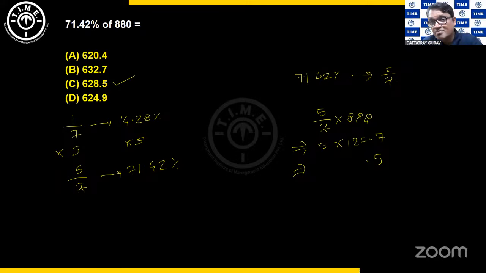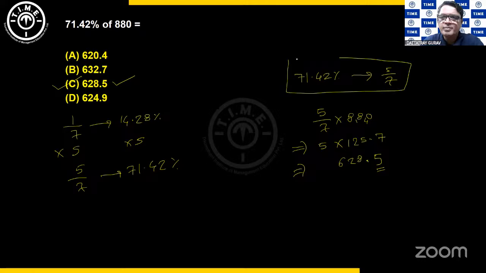Even if I multiply completely, it will be 628.5. But ending with 5, there is only one option, that will be the answer. So we have to remember this. What is 71.42% means? 5 by 7. Then only your question will be easier. Let's take the next part now.